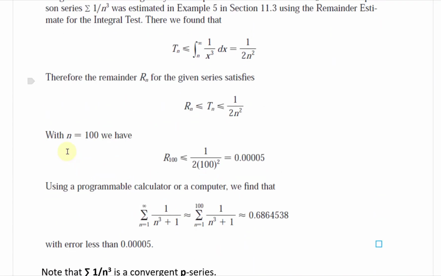So with n equals 100, if you plug that into Rn, in this one right here you get 0.00005.